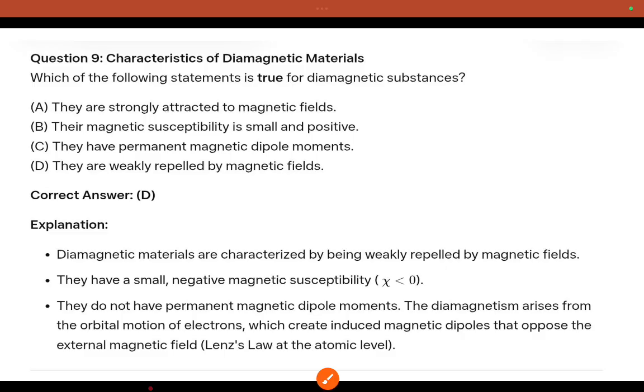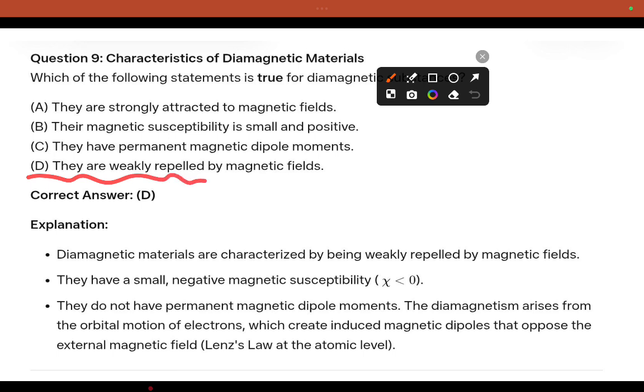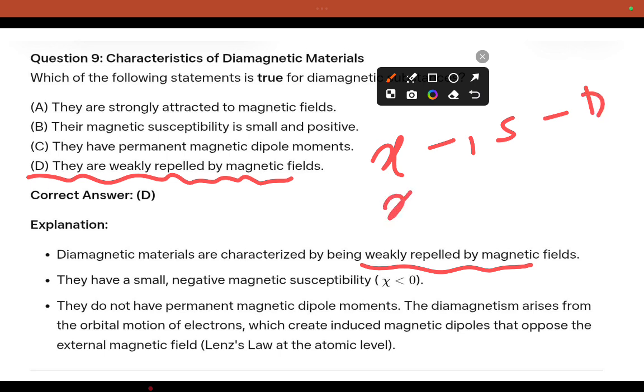Question number 9 is related to the characteristics of diamagnetic material: which of the following statements is true for a diamagnetic substance? The answer is option D. They are weakly repelled by a magnetic field. They have a small negative susceptibility. Susceptibility is negative and small for dia, positive and small for para, and positive and large for ferro.